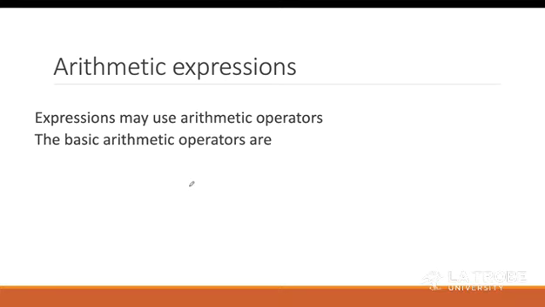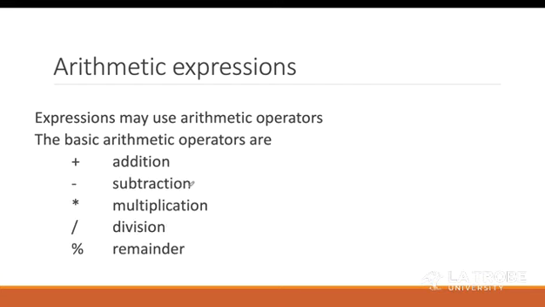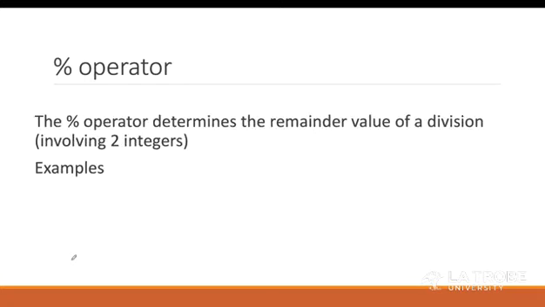Now, arithmetic expressions. Expressions which use arithmetic operators are arithmetic expressions, and they are all the simple things that we do: addition, subtraction, multiplication, division, and remainder. The remainder operator is also called the modulo operator. The task of the modulo operator is that it gives you a remainder. So if you use this modulo operator between these two values, 8 modulo 4, 8 is divisible by 4, and the remainder is going to be 0, so the answer will be 0.